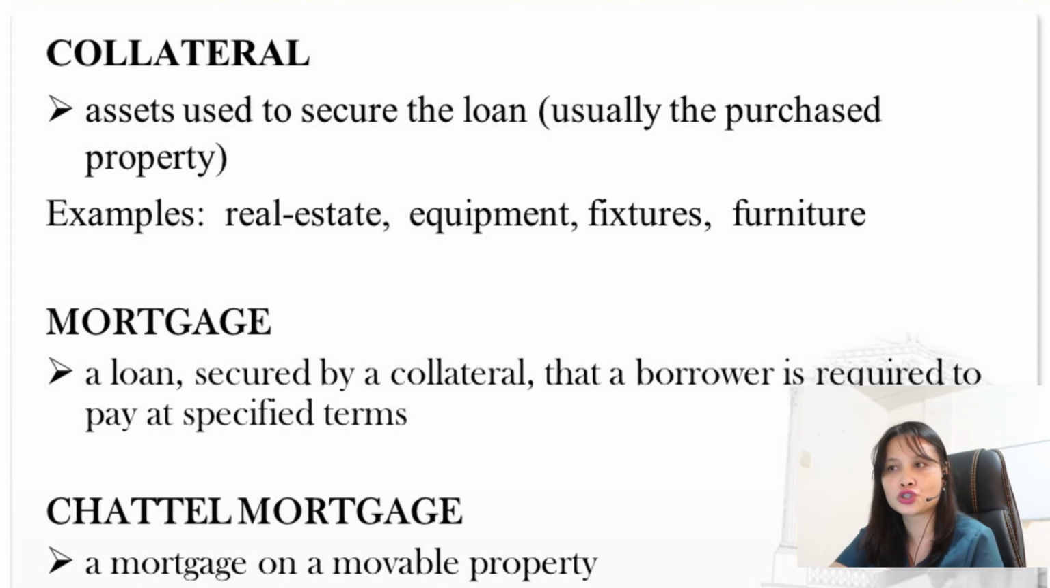Collateral, assets used to secure the loan. So, the examples of that are real estate, equipment, fixtures, and furniture. So, we do have collateral. Okay? Mortgage, a loan secured by collateral that a borrower is required to pay at specified terms. Okay? Chattel mortgage is a mortgage on a movable property.